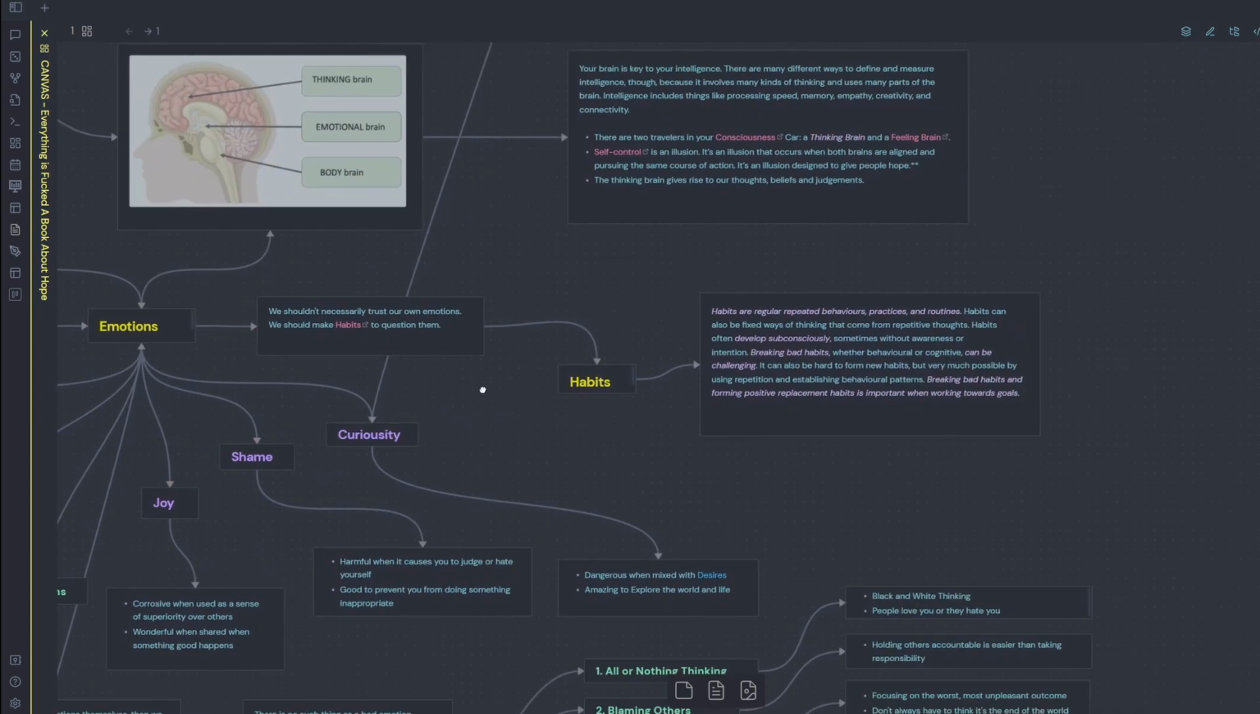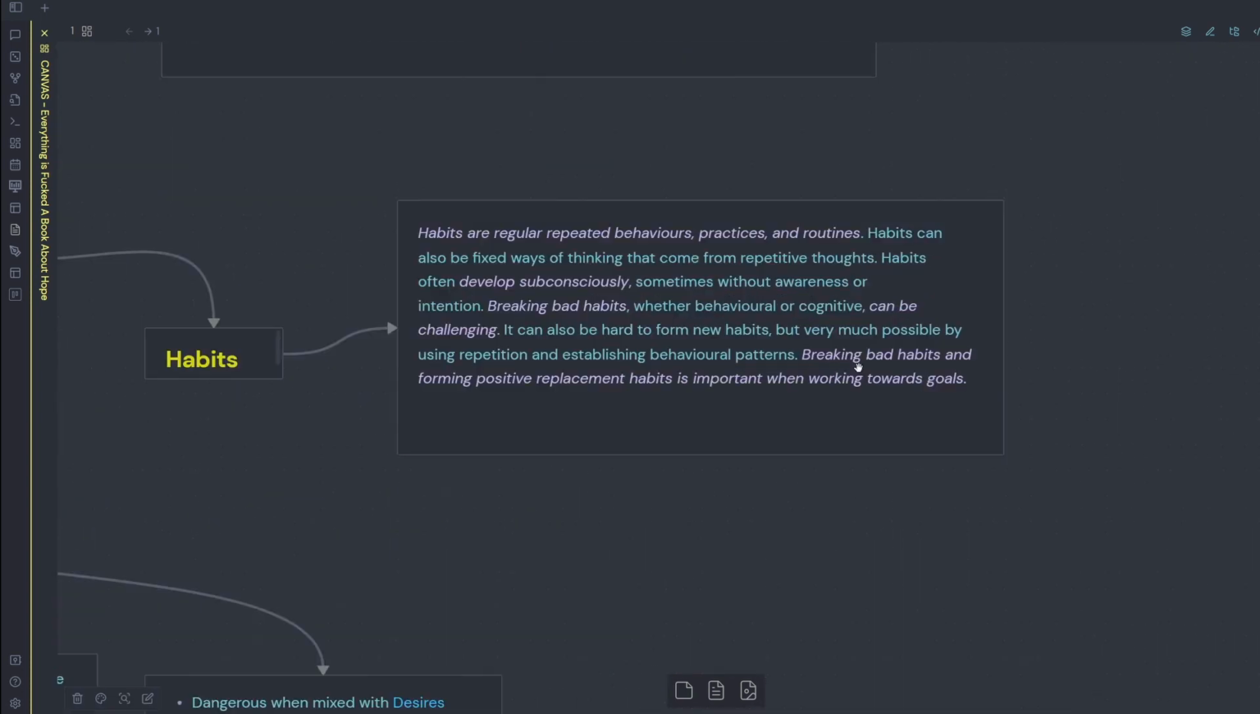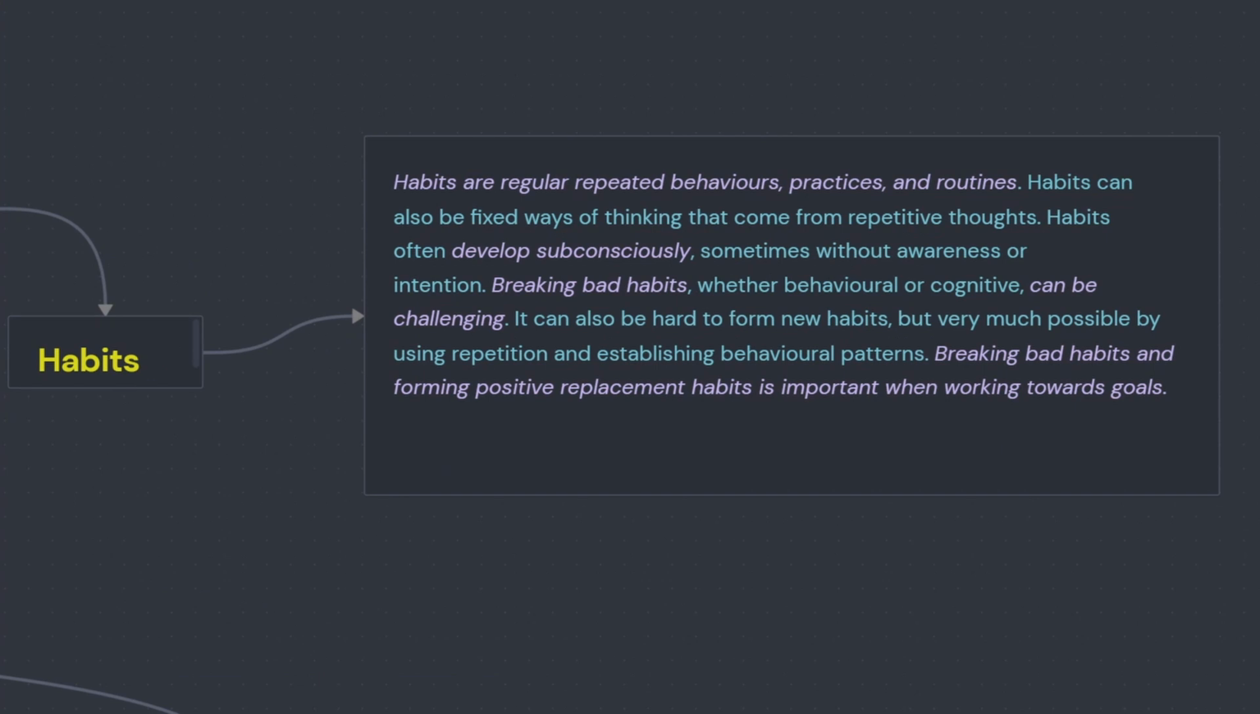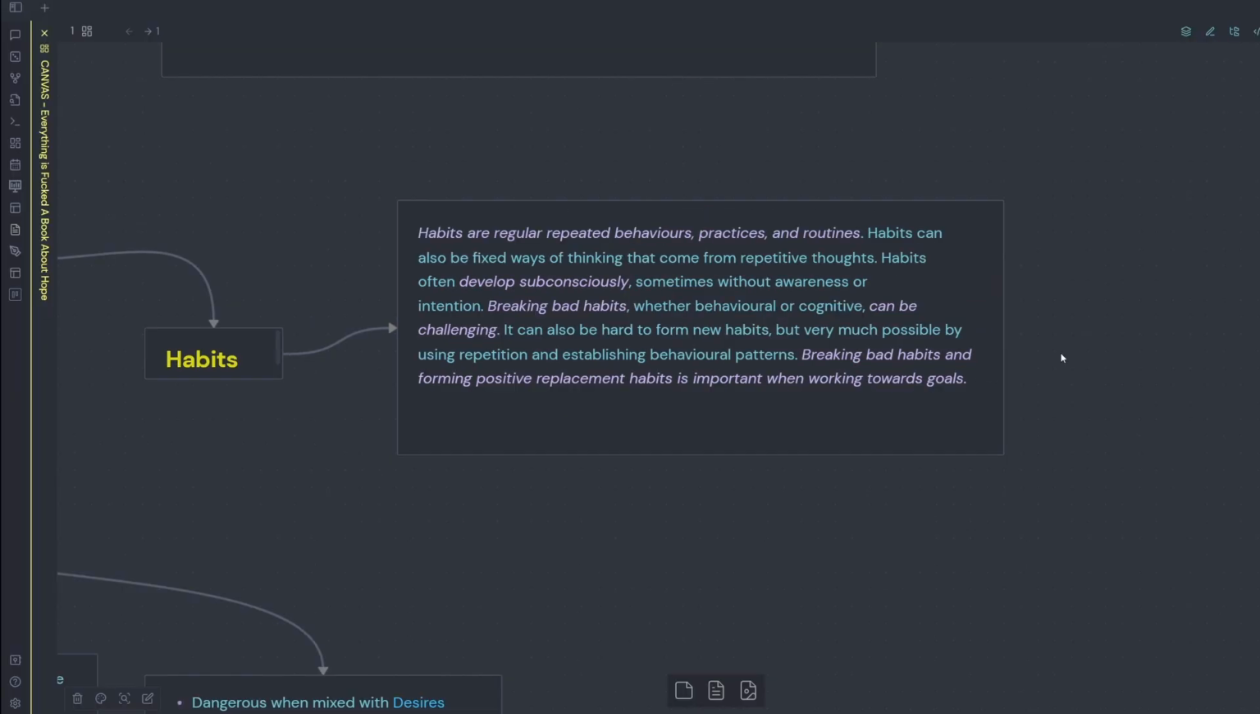Habits are regular, repeated behaviors, practices, and routines. Habits can also be fixed ways of thinking that come from repetitive thoughts. Habits often develop subconsciously, sometimes without awareness or intention. Breaking bad habits, whether behavioral or cognitive, can be challenging. It can also be hard to form new habits, but very much possible by using repetition and establishing behavioral patterns. Breaking bad habits and forming positive replacement habits is important when working towards goals.